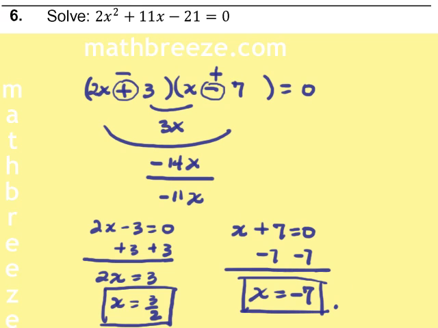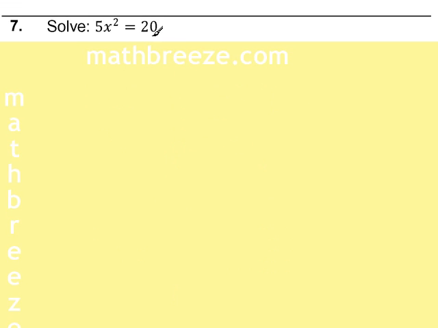Okay, so those are our two solutions. Now in number 7, we notice that we could divide both sides by 5, so we'll start by doing that. We don't have 0 on the right hand side, but let's start by simplifying. Divide both sides by 5, and we have x squared is equal to 4.